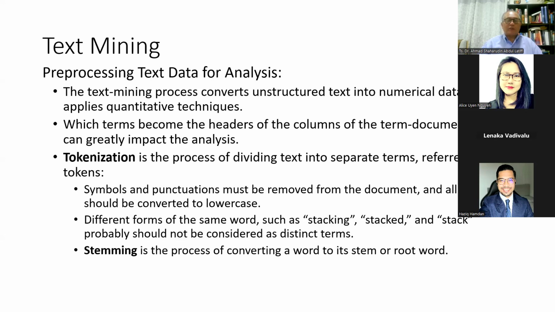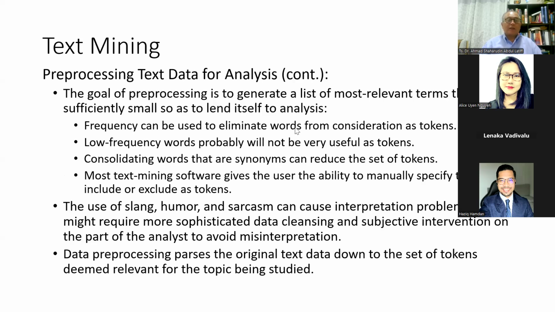Pre-processing the text data will involve tokenizing. Tokenizing is dividing text into separate items. We have punctuation and symbols that need to be removed. We need to do stemming, converting a word into a stem or root word. For example, determination, the root word is determine. For example, calculation, the root word is calculate. We go back to the root word before we do something. That is called stemming.